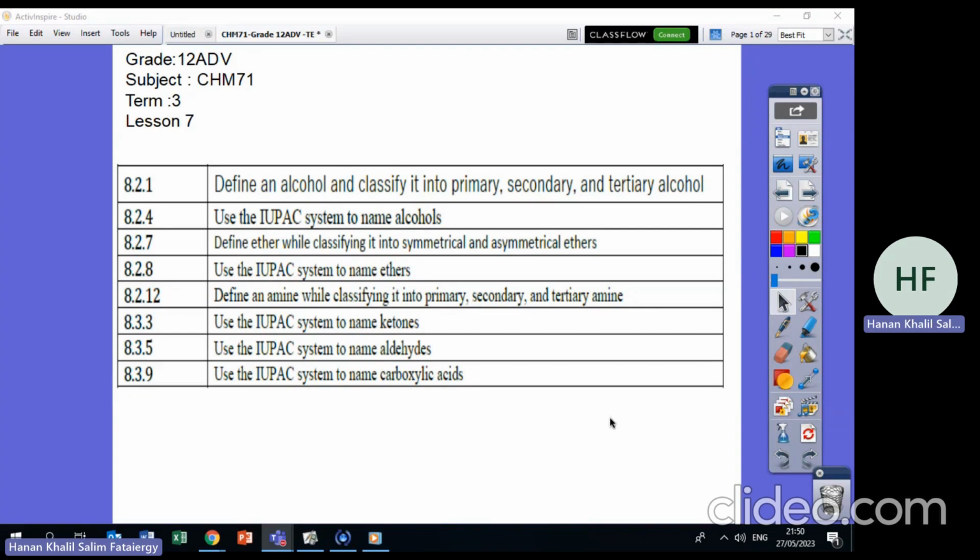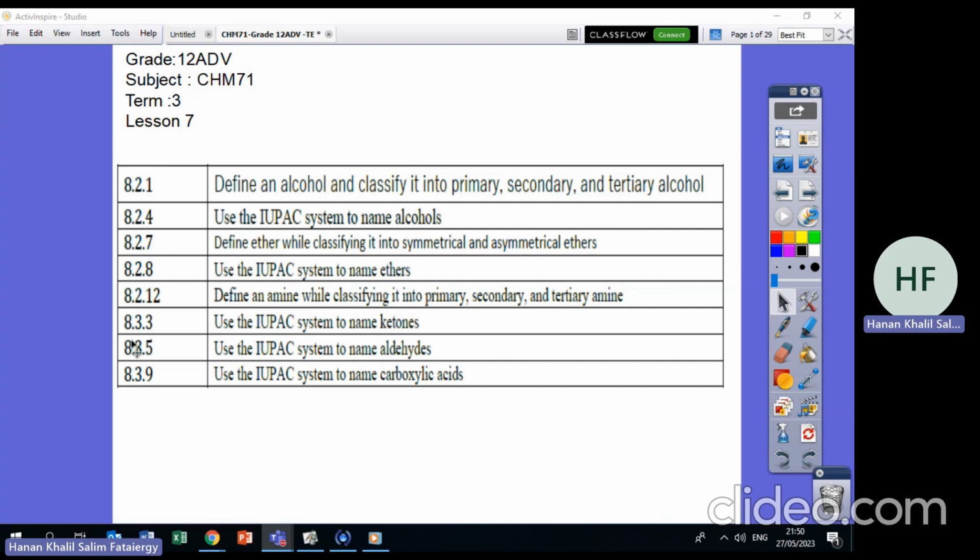Okay, Assalamu alaikum. Today I'm going to explain for you the last two lessons in your required KPIs for the term 3 material. As you can see here, any KPI numbered 8.2 means this is lesson 7, and the ones labeled 8.3 are lesson 8. So here I combine 7 and 8.